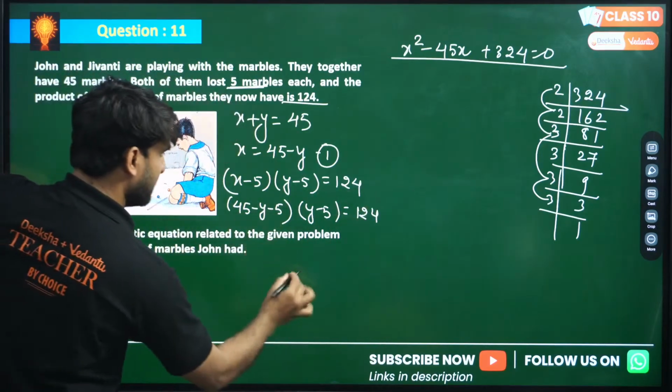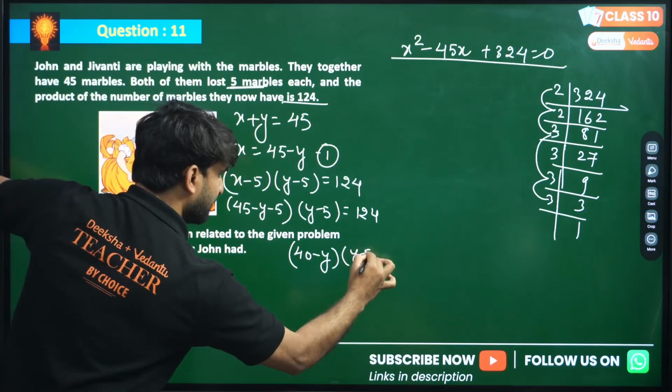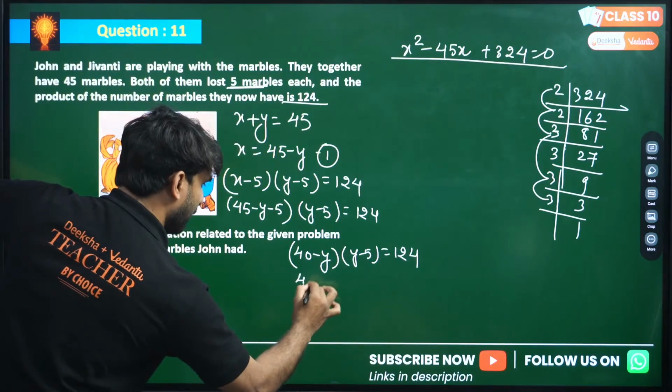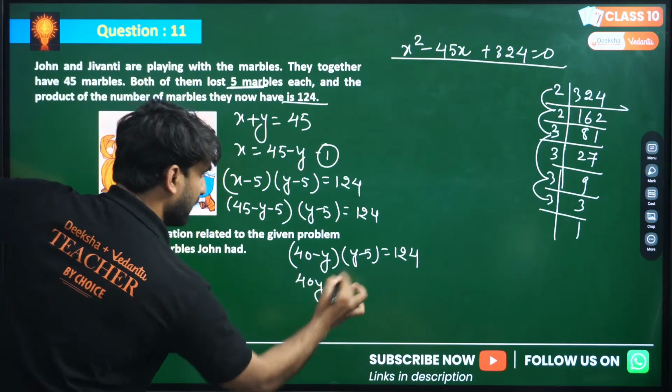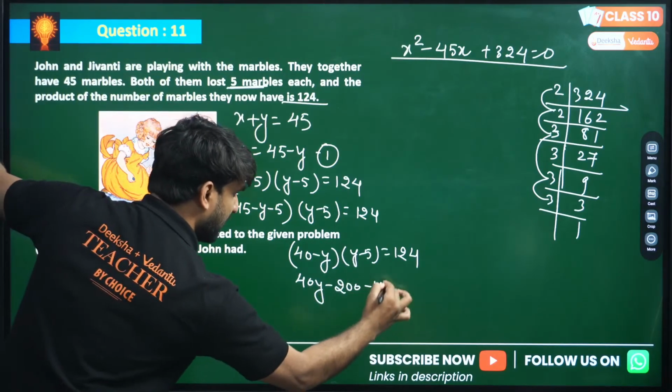So 45 minus 5 will be 40. 40 minus y, y minus 5 equals 124. Now cross multiply. 40 into y will be 40y. Is it clear? And 40 into 5 will be 200, minus 200. y into y will be minus y square.